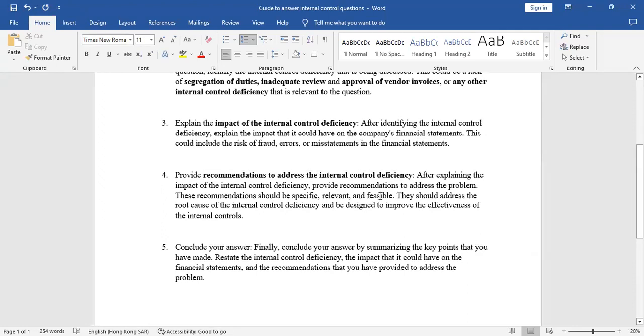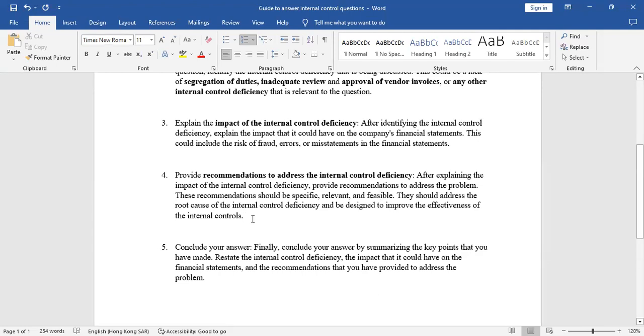So again, these are actually questions in themselves. The guide that we are discussing right now also contains potential questions that you will see on the exam, right? To highlight internal control deficiency, then to identify the impact of the internal control deficiency, and then to recommend how to address it. There could be other internal control questions as well, like, for example, suggesting tests of controls, right?